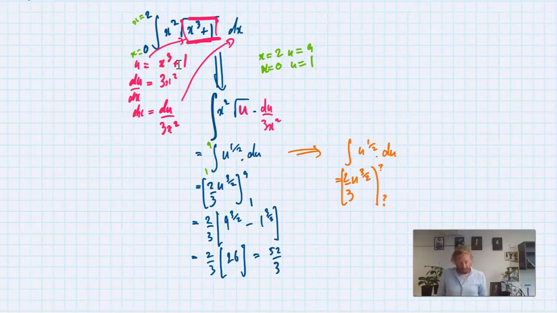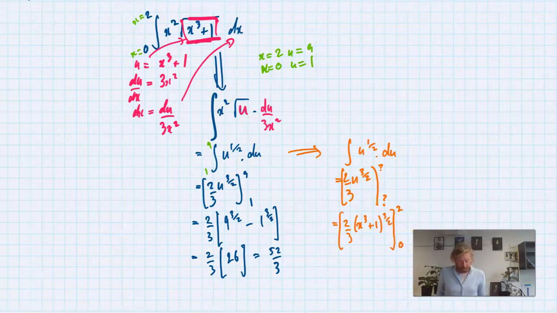So now I'm just going to switch back to my x's. Well, I know that u is x cubed plus 1, so I get 2 over 3 x cubed plus 1 to the 3 over 2. And now, because I'm in terms of x, I can use those x bounds. Okay, so I can leave that original 2 and that original 0.